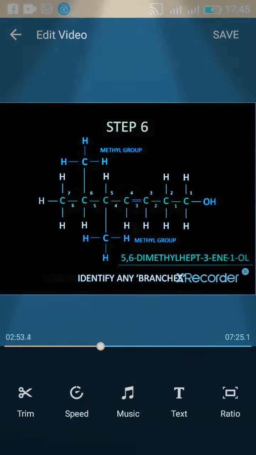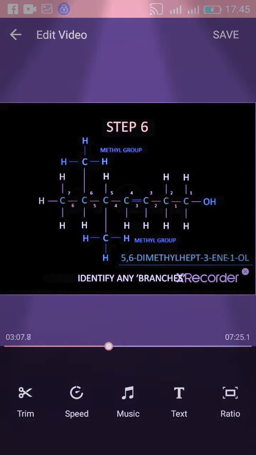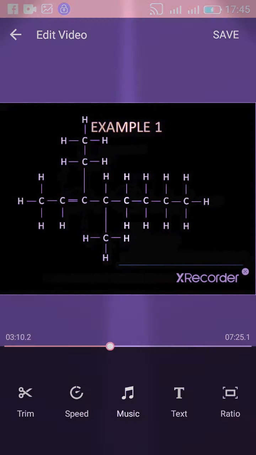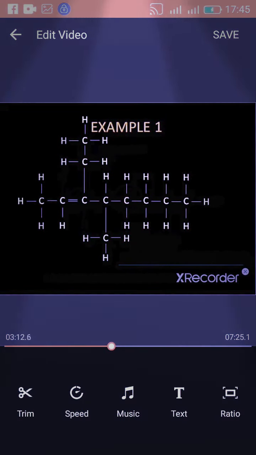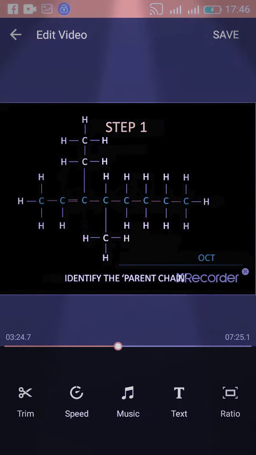On carbon number 4 there is a methyl group. On carbon number 5 there is also a branch. So we can name it 5,6-dimethylhept-3-en-1-ol. So that was example number 1 of how to name this organic compound.